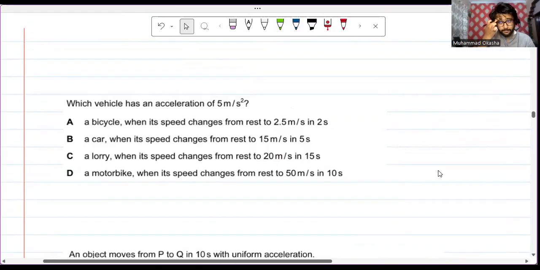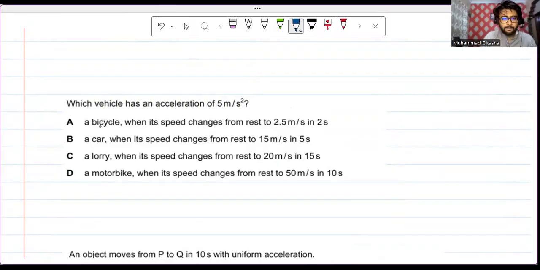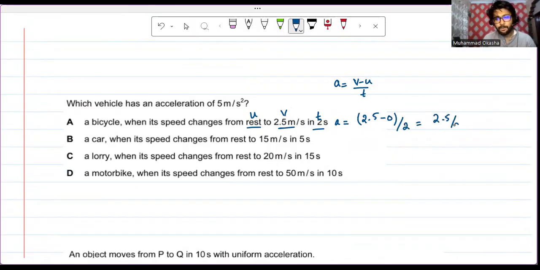Which vehicle has an acceleration of 5 meters per second square? Let's see. A bicycle, when it speeds from rest. The formula I'm going to use over here is v minus u divided by t. In this case, acceleration will be equal to: rest is the initial speed, this is the final speed, this is the time, right? So 2.5 minus 0 divided by 2. 2.5 divided by 2 will be equal to 1.25. That's definitely not 5, so I'm going to cross out A.